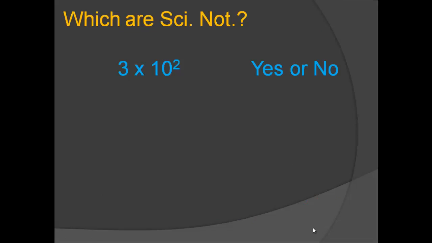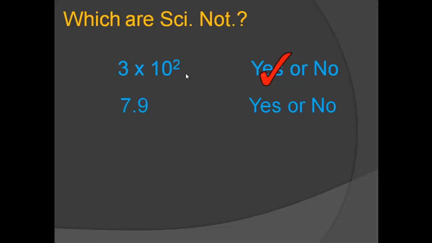Let's try and see if we can do some problems. So I want you to tell me if you think this number is in scientific notation. Let's go over the rules. Is the coefficient between 1 and 10? Yes, it is. Is the base a power of 10, and is this number a whole integer? Yes, it is. So that means that that is in scientific notation.